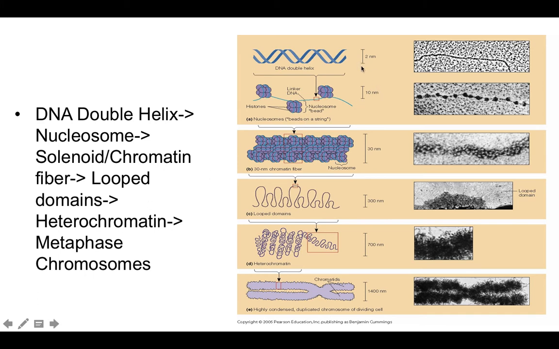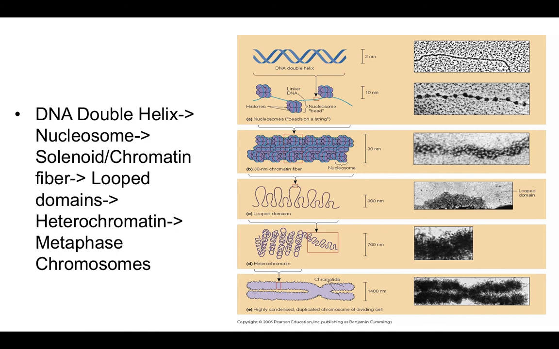So you can see from the DNA double helix with a diameter of about 2 nanometers, you proceed with nucleosomes, structures that are referred to as beads on a string, having diameters of 10 nanometers. Next, you have your chromatin fiber or your solenoid. It's actually your nucleosomes. On a top view, you can appreciate them as flattened, having a rosette-like arrangement.